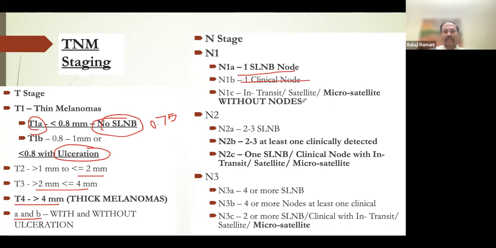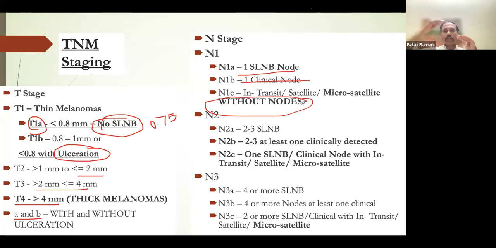And suppose you have a satellite lesion in transit, or a satellite lesion or microsatellite without the presence of nodes, because if it is with nodes, then it will go to N2, right? So when it is without the nodes which is present, then it is N1C. So clear now? SLNB, clinical, and satellite nodule. So N1 A, B, C has now come.